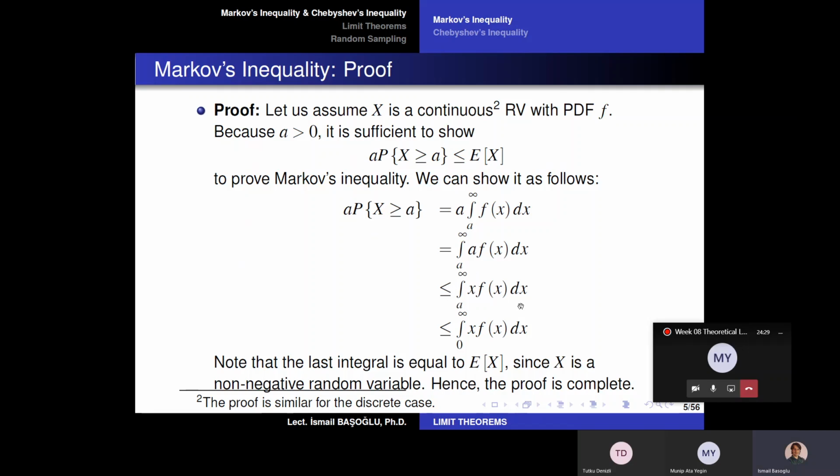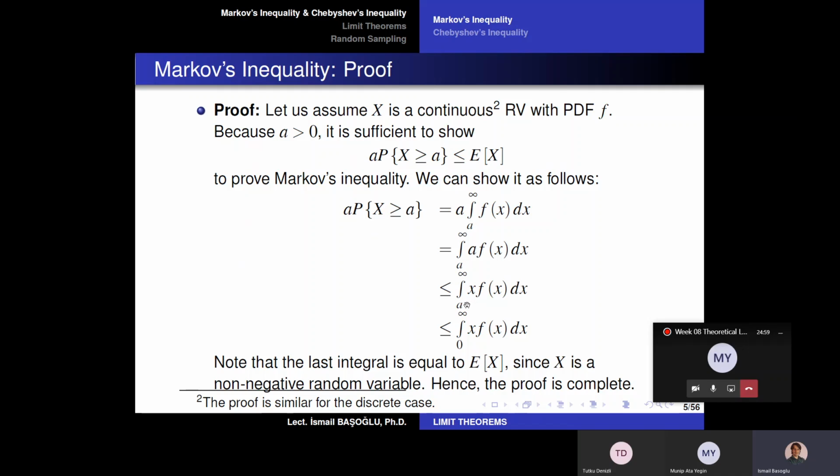Therefore, the integral that is given below is definitely greater than or equal to the above integral. It can never be less than that, because we know that a is greater than 0. A is a positive value, and from a to infinity, everything is greater than a. And finally, the last integral that I have written here is an integral of x times f(x) dx from a to infinity, but a is a positive value, as I have said.